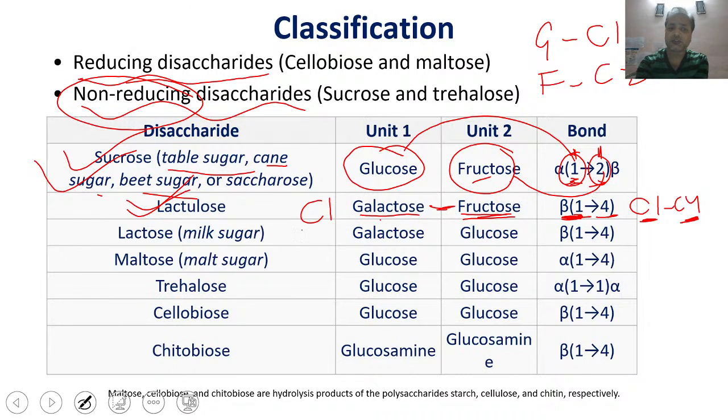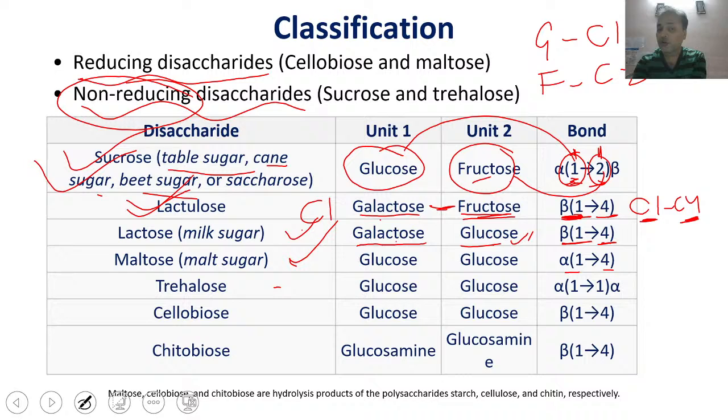Similarly, if you go for lactose, here also glucose and galactose. In glucose C1 is anomeric, in galactose also C1 is anomeric, but we are not using C1 in both places. In the case of glucose we are using C4. So the C1 anomeric carbon of the glucose is freely available. So one of the anomeric carbons is free. It means this is also reducing. Maltose, there also C1 and C4 we are going to use. So the anomeric carbon is free, it is reducing.